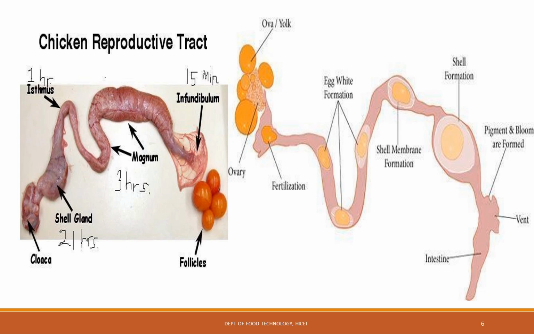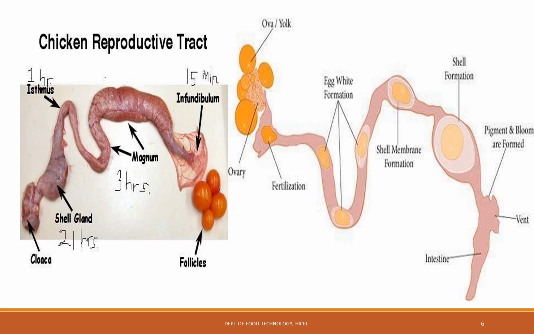As you can see from the starting, a thin layer of white, albumin, is formed. After that the layer develops bigger and bigger while it travels. So it takes around 3 hours. Then after that, the isthmus region, where the shell membrane is formed. After the shell membrane is formed, the shell is formed in the shell gland. After the completion of egg formation, approximately 21 to 23 hours, it exits the uterus of the hen.